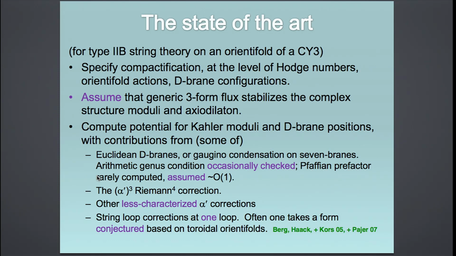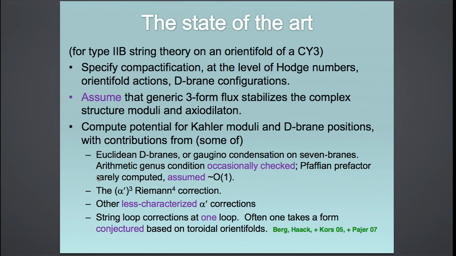By the way, I should say as an aside, for those who are not much involved in flux compactifications of string theory, I'm going to leave this discussion in a minute. I just want to give a sense of what the issues are, and we'll go back actually to field theoretic discussions. The things highlighted in purple are the things where I think one could do better. We assume that generic three-form flux stabilizes the complex structure moduli. It's a very plausible assumption, but one would like to be able to do the calculation in interesting cases. Then one computes the potential for the remaining fields, the Kahler moduli and the positions of D-branes.